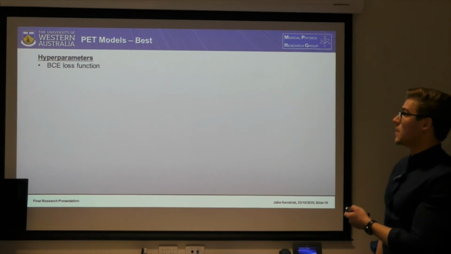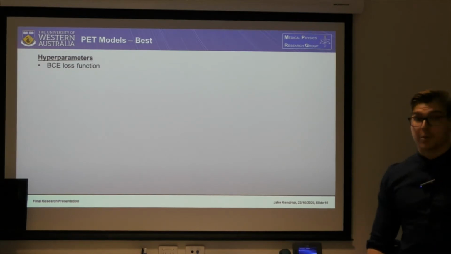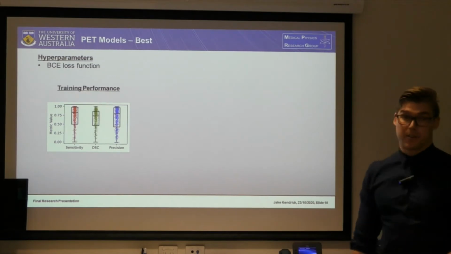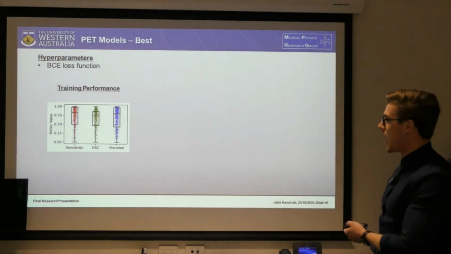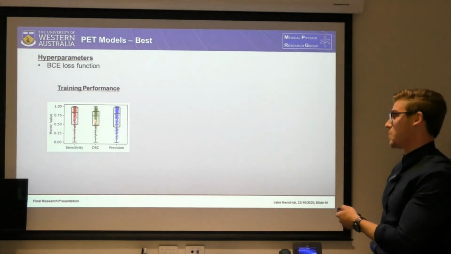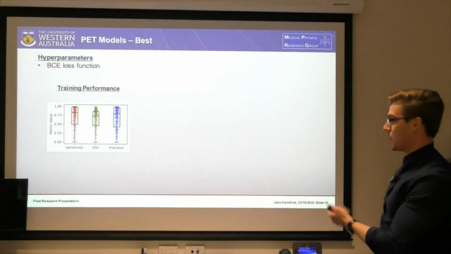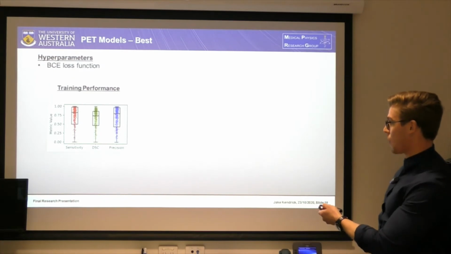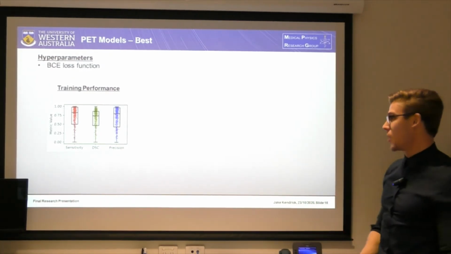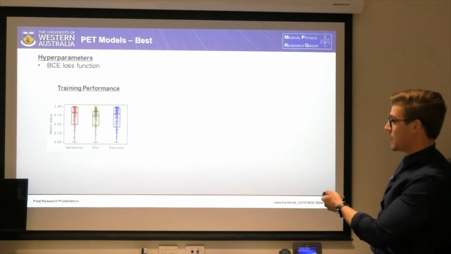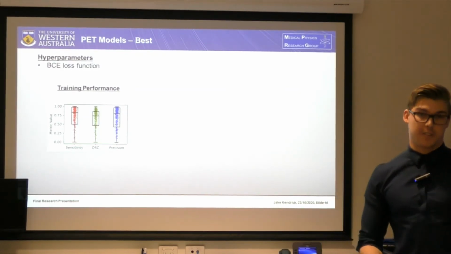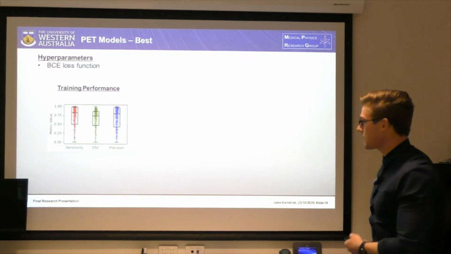The best PET-only model, we'll start off with the patient PET-only models. The best one was trained using the binary cross-entropy loss function. And just before I jump into the results, this is a box plot of the results. I'm sure you're all familiar with it, but we have the range of the data. Each one of these dots represents a patient slice that has been tested on. We have the range, the upper quartile, lower quartile, and the median. So it just shows the distribution of the metrics tested on the patient slices.